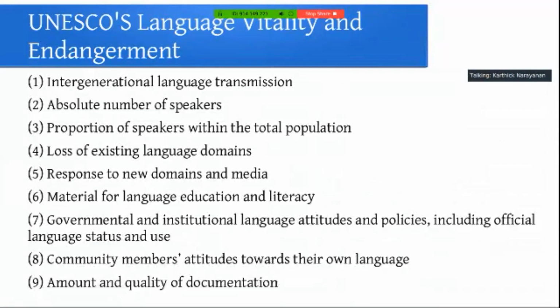The Language Vitality and Endangerment document comes from a set of experts who were brought together to frame clear vitals that they can measure. Now, as I pointed out, since they conceptualize language as a living organism, they're looking for vital signs of life. Those vital signs of life, they say, are going to be 9. The first one is intergenerational language transmission. Again, something that is borrowed from Fishman.